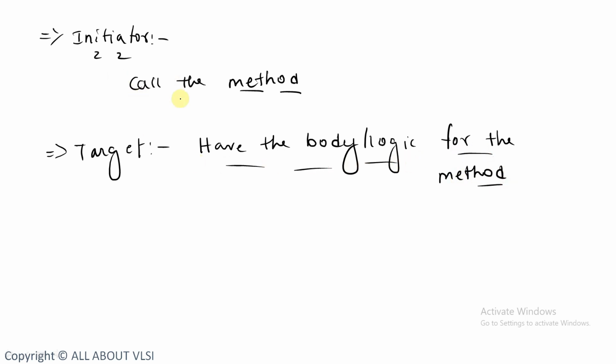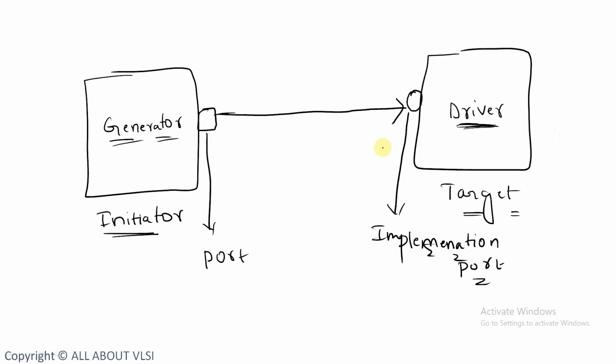So basically the initiator is going to call the method. How is it going to call? Using the TLM port. And the target is going to have the body or logic for that particular method. So this is what the initiator and target are going to do, and they are going to communicate with each other. Before going to see one example, first let us see the definition of the implementation port also.